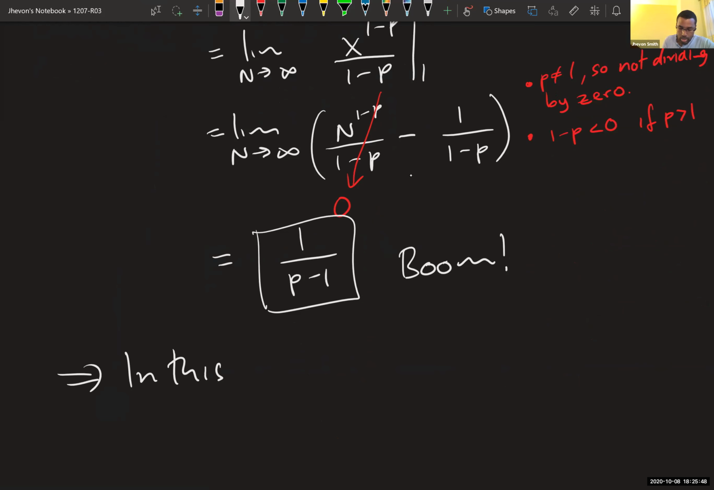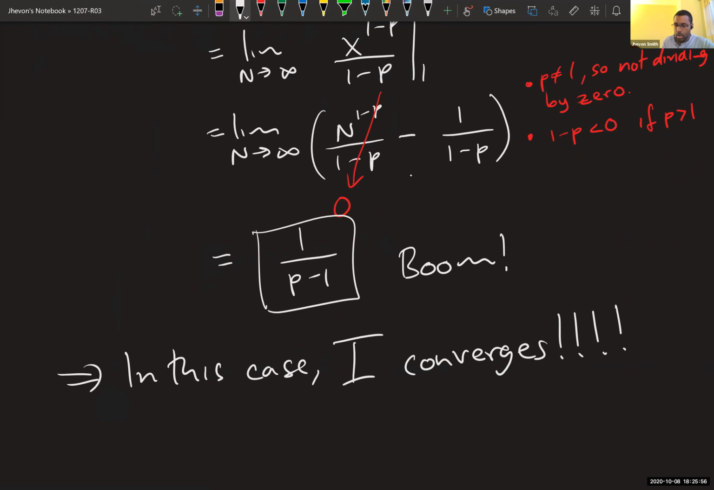In this case, I converges. In fact, we know what it converges to, 1 over p minus 1. And you can actually check this with the thing that we had earlier with 1 over x squared, right? If that was plugging in p equals 2, you get the value 1 here. So if I were to integrate 1 over x cubed from 1 to infinity, the answer would be a half. 1 over x to the 4th from 1 to infinity, the answer would be a third, and so on and so forth. So I can actually predict what that answer is going to look like.